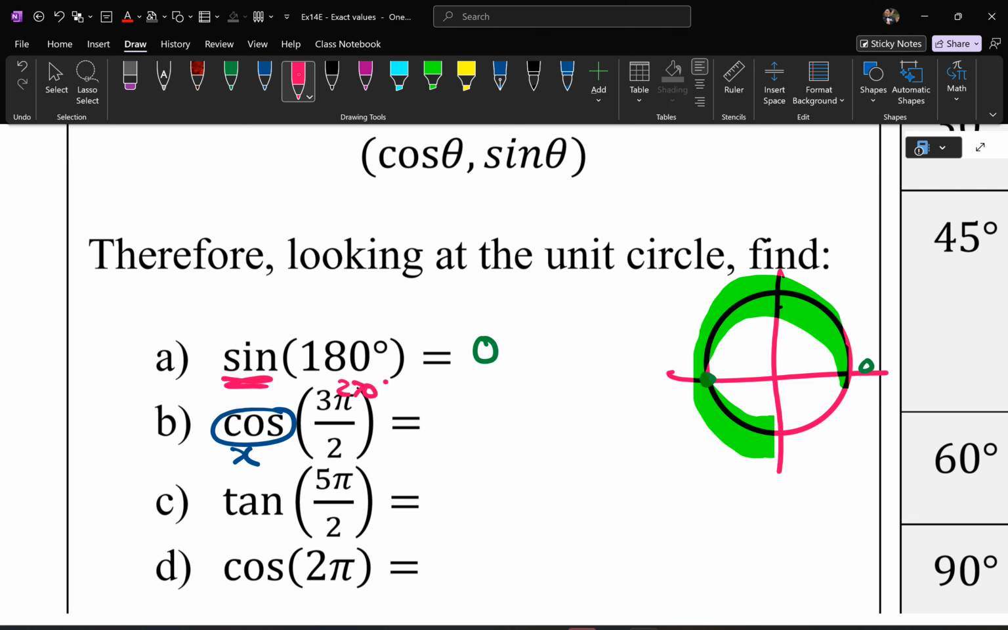270. So I am right now at this point. What is the X coordinate at that point? So what's cos of 270 degrees? 0. At that point, that is 0, -1. So if I ask what the X coordinate is, it's 0. Tan. 5 pi on 2.